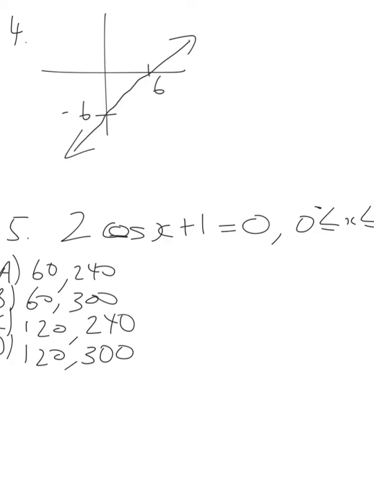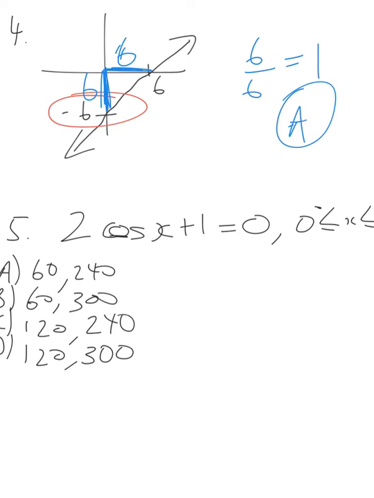Okay, for the gradient and the y-intercept. So obviously the y-intercept is -6. Now the gradient, we must rise 6 and run 6. 6 over 6 is equal to 1. So gradient of 1 and y-intercept of -6 is A.